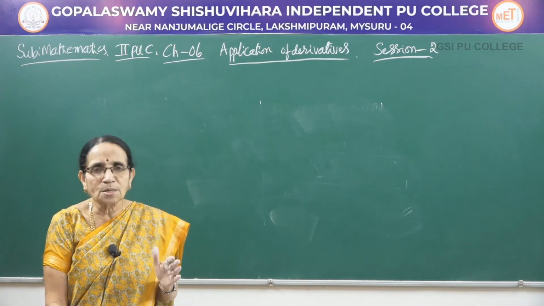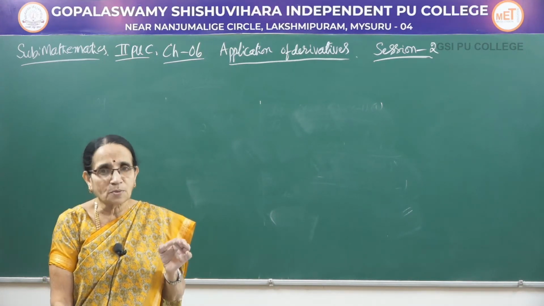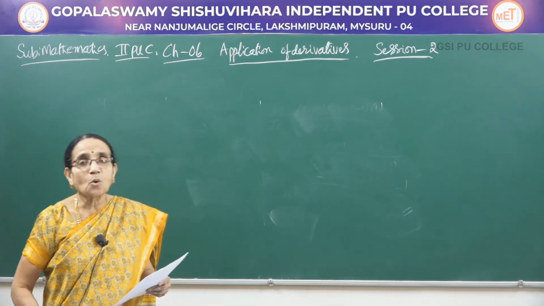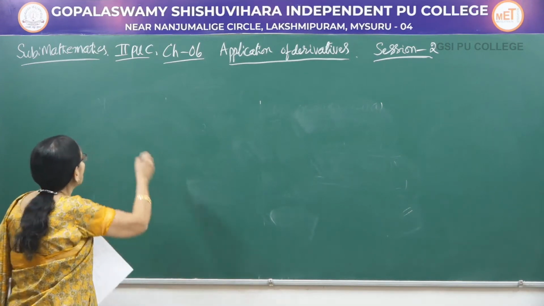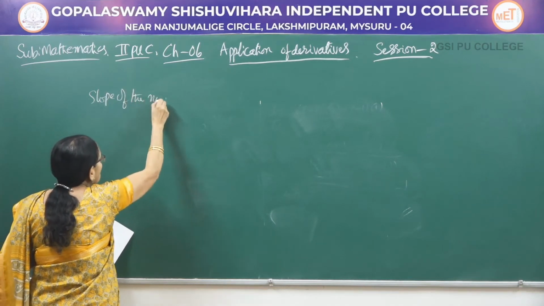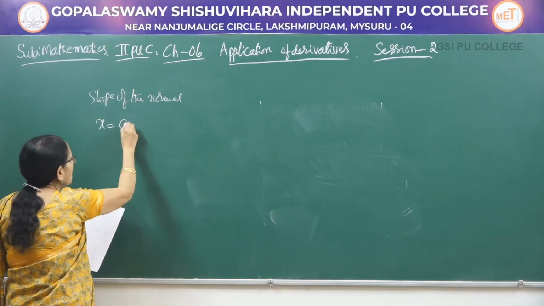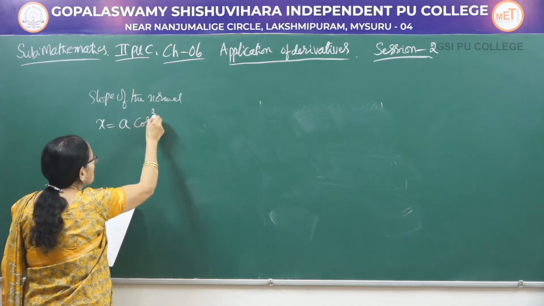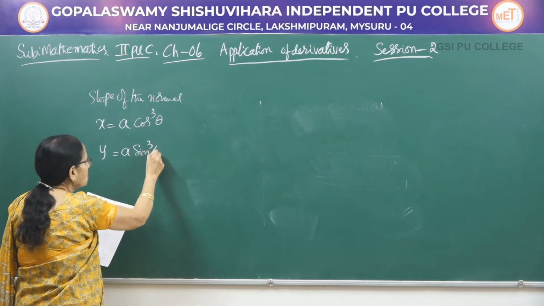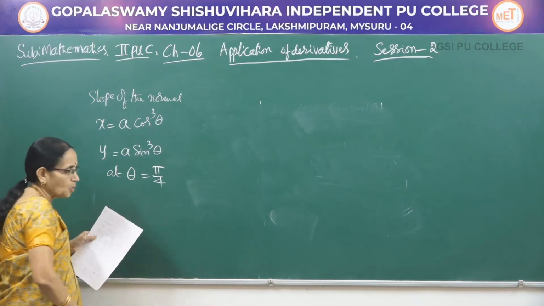So whenever you differentiate, get the value dy by dx at a point, that always gives you the slope of the tangent. The next problem is, find the slope of the normal. Find the slope of the normal to the curve x is equal to a into cos cube theta, y is equal to a into sin cube theta at theta is equal to pi by 4.